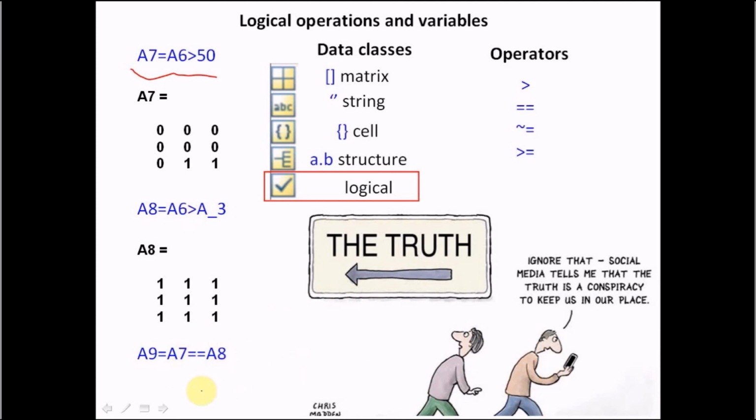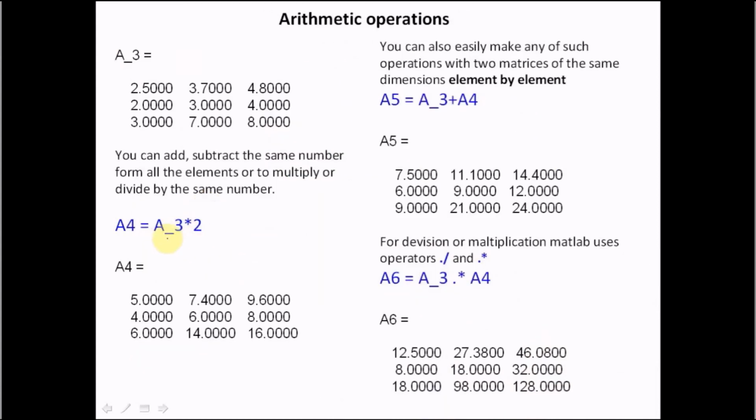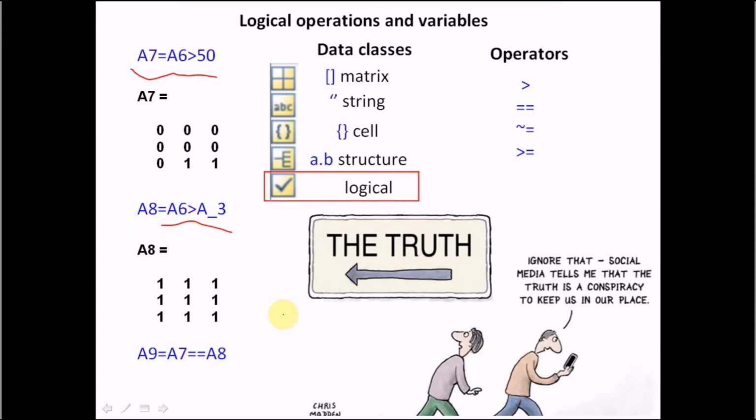You can also compare element by element two matrices. We check whether the elements of the matrix A6 are bigger than A underscore 3. A underscore 3 has pretty small values of the elements, while A6, after we multiplied A3 and A4, are definitely bigger. In this case, most likely all of the values will be true, and this is what we get.